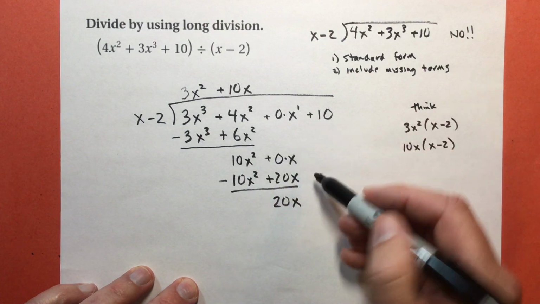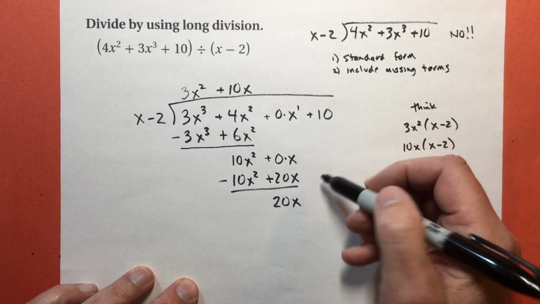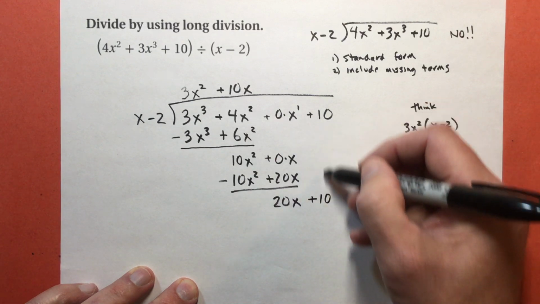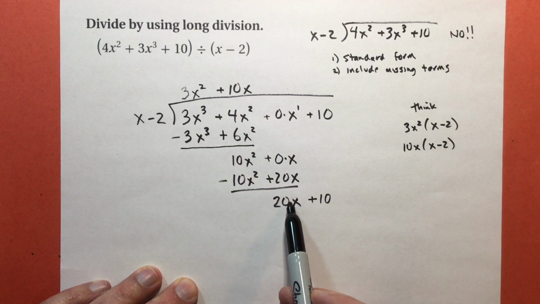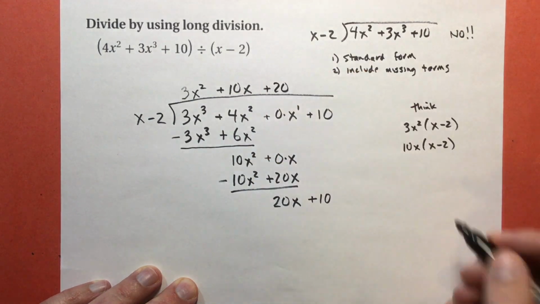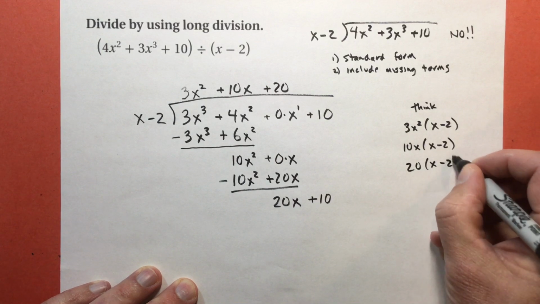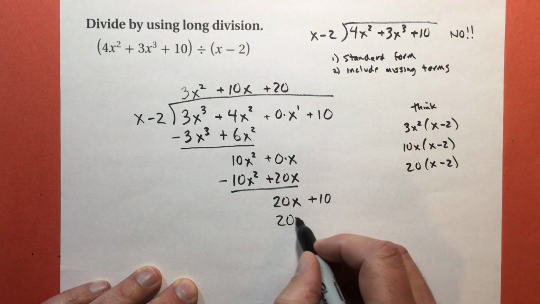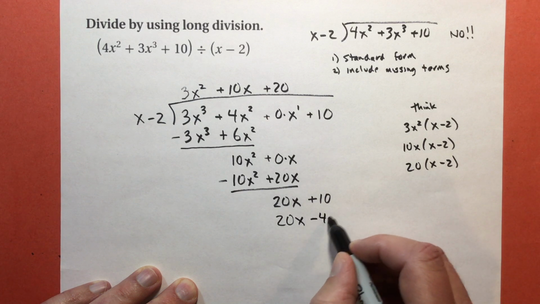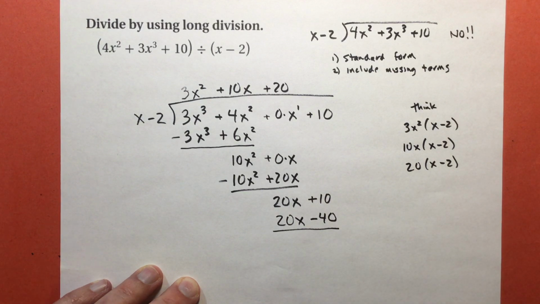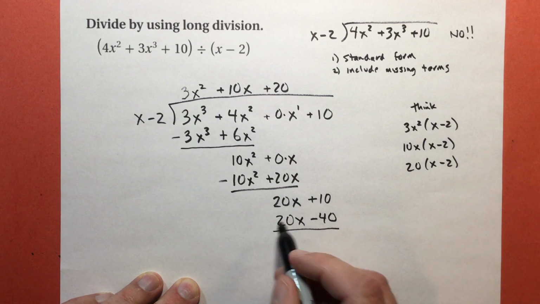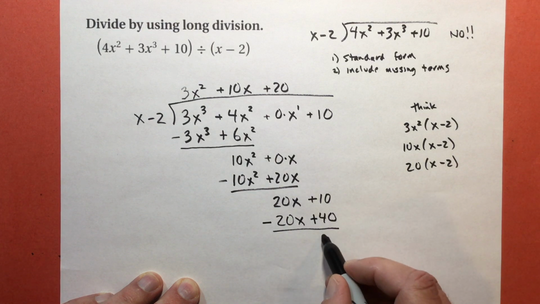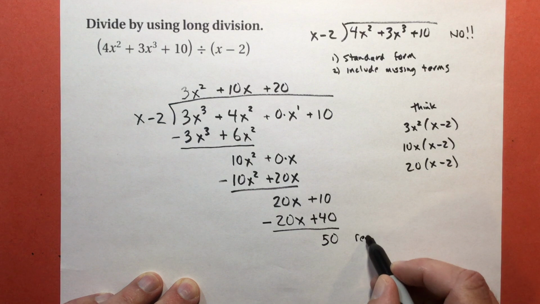So again, I'm adding 0 here at the end, so 10 plus 0 is going to give me my 10, or you can just say bring it down. I don't like doing the bring it down. It makes it seem like there's a trick to it. It's not. What do I multiply x by that equals 20x? That's going to be 20. So 20 times x minus 2 is going to be 20x subtract 20 times 2, which is 40. And just like here and here, I have to subtract this. So change the sign, and I get 50. And that is my remainder.